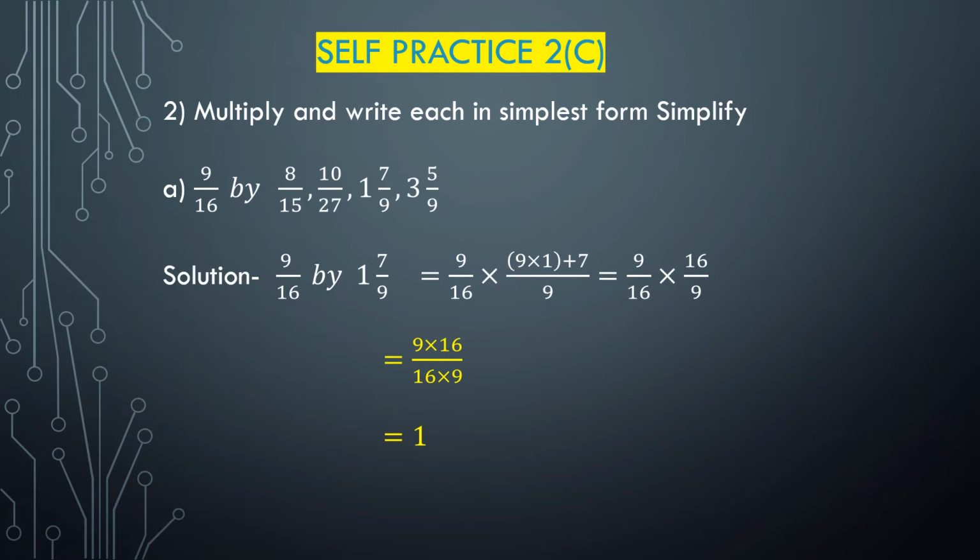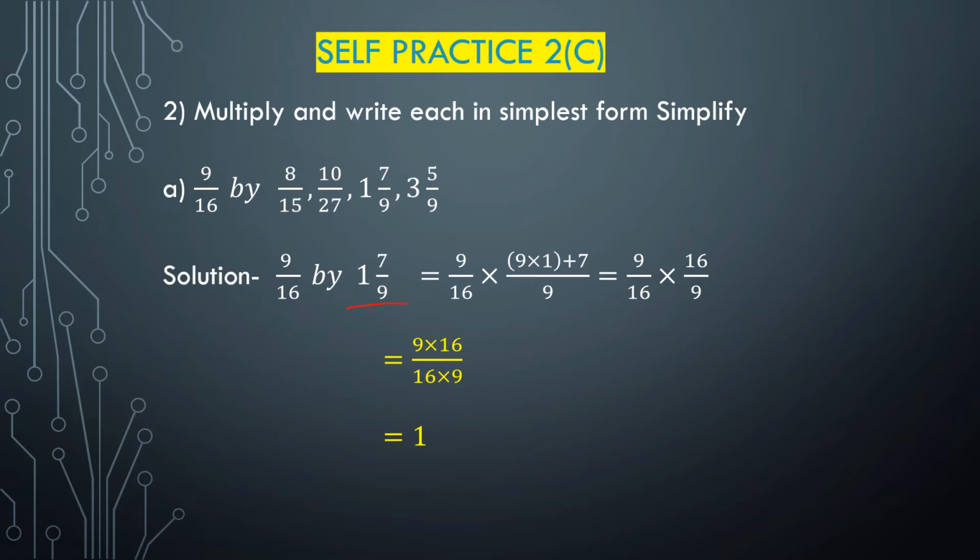Now multiply 9 divided by 16 by 1 7 divided by 9, and 1 7 divided by 9 is a mixed fraction. You can check how to convert a mixed fraction into an improper fraction. I will send the link in the description box, and you can check that video on how to convert a mixed fraction into an improper fraction.